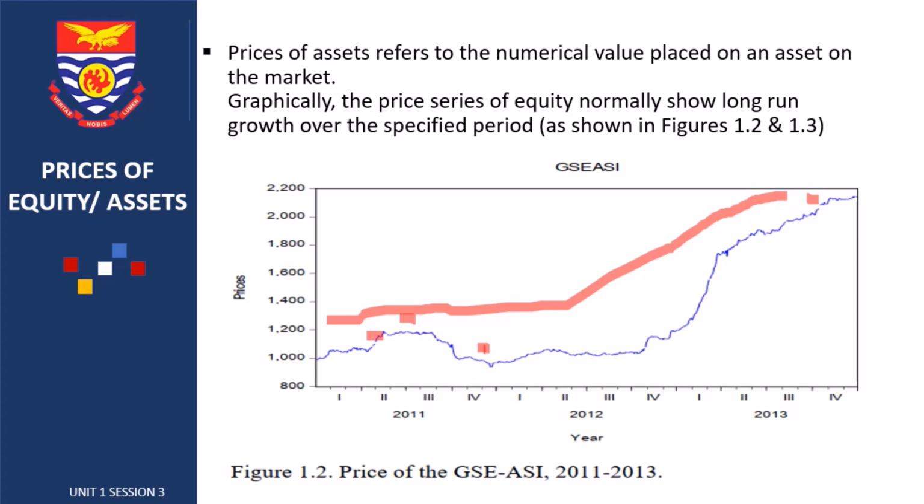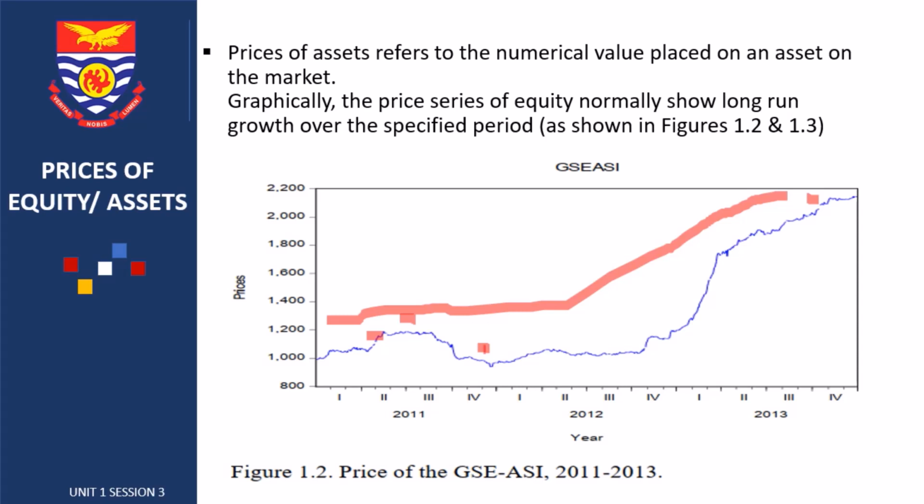So figure 1.2 depicts the movement, and the movements are simply the blue lines that we are seeing, and we see that they go up and down, up and down in that movement. They simply indicate that these price series are not stable.